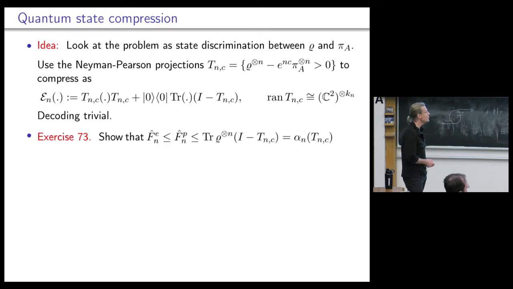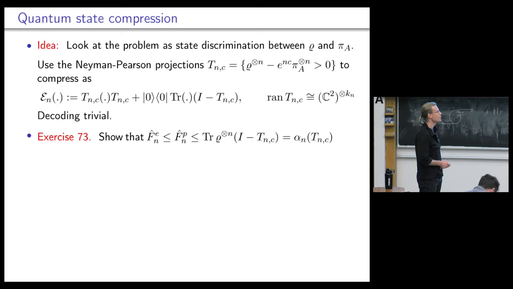Okay. And this is an easy exercise to show that in this case, if you are looking at the ensemble picture and the error criterion there, that's upper bounded by the purification error criterion, and that in turn is upper bounded by this expression, which is nothing else but the type 1 error probability corresponding to this projection. Okay, so this is how state compression connects to state discrimination.